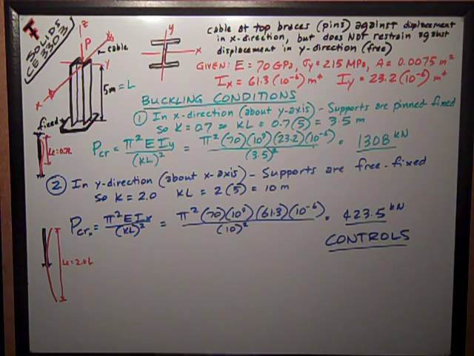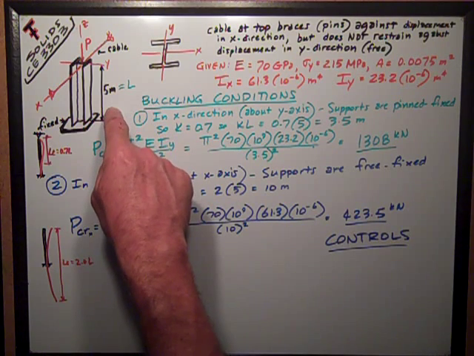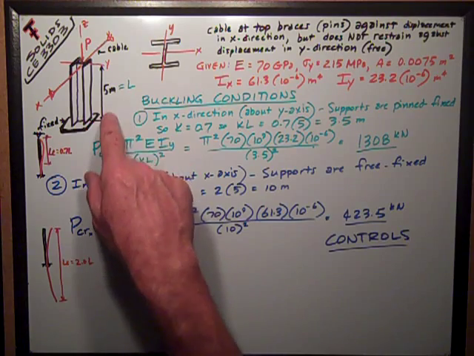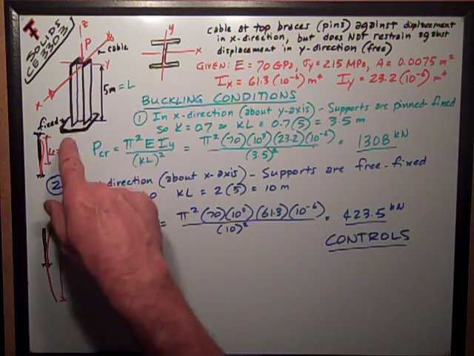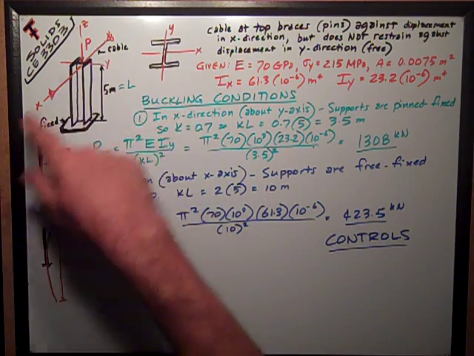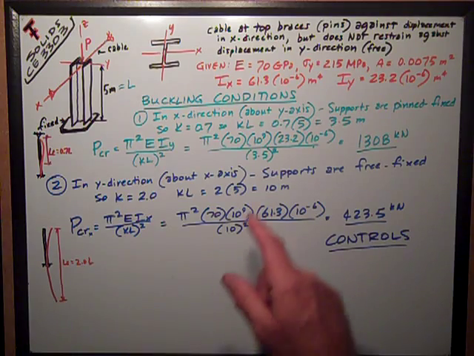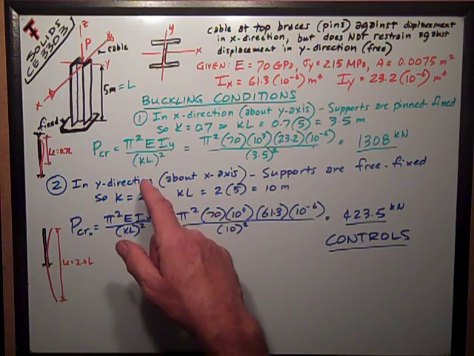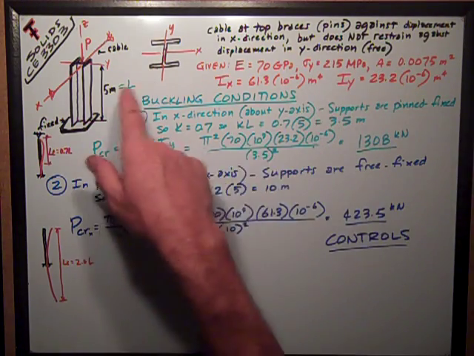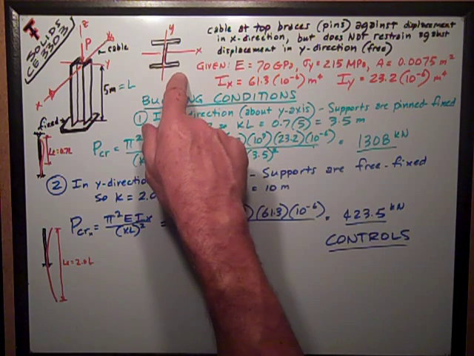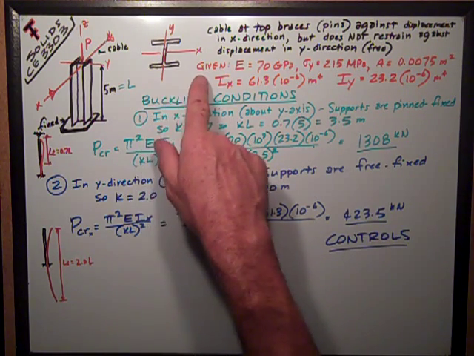I have a column in the given, and it's 5 meters tall, and at the base it's fixed, but at the top it's supported by a cable here in the X direction that braces the column against any displacement in that X direction, but it does not restrain against displacement in the Y direction perpendicular to that. I'll talk about that in a second.